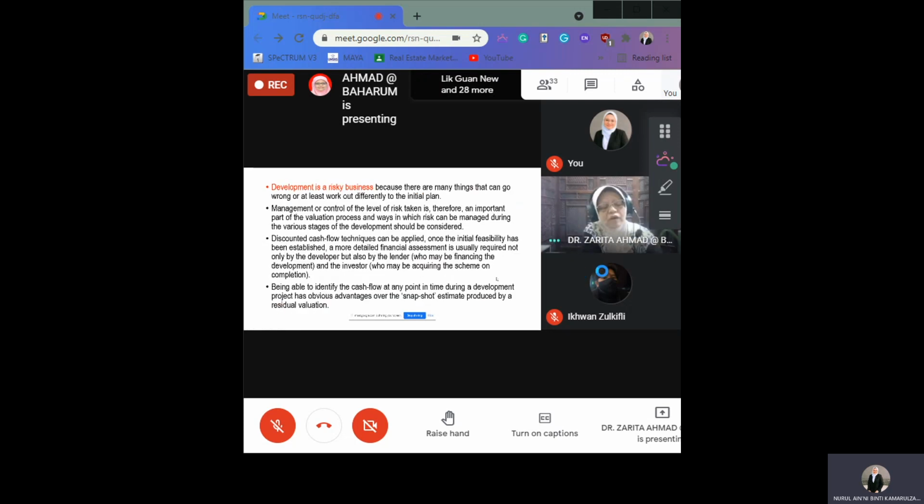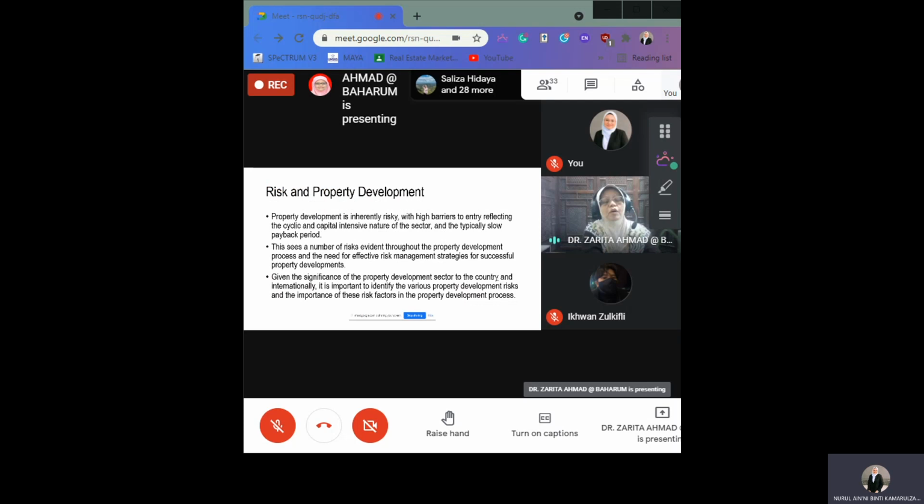Again, when you're looking at development per se, we know that any development, be it big or small, is a very risky business. Very risky business. So therefore, you can read the rest of the notes. I just want to focus on what is important here.